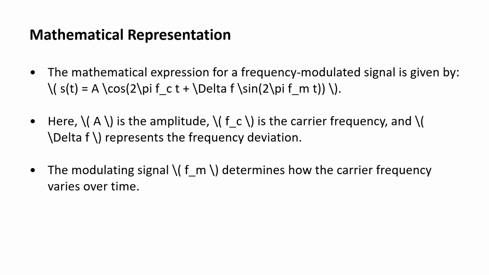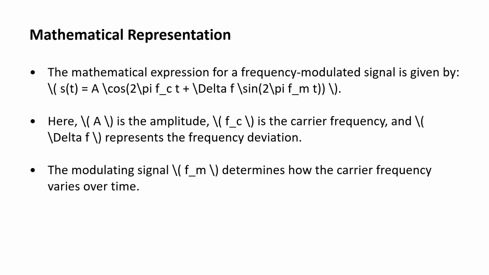The mathematical expression for a frequency modulated signal is given by S(t) = Ac cos(2π fc t + β sin 2π fm t), where S(t) is the frequency modulated signal, Ac is the carrier amplitude, fc is the carrier frequency, fm is the modulating signal frequency, and β is the modulation index, defined as β = Δf / fm, where Δf is the frequency deviation, and sin 2π fm t is the modulating signal.